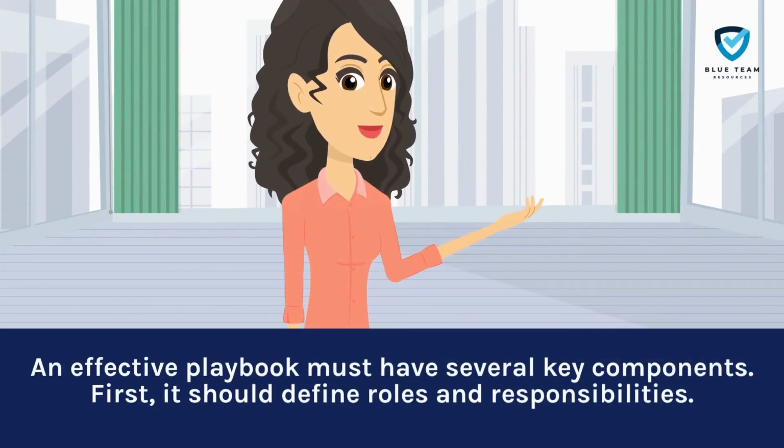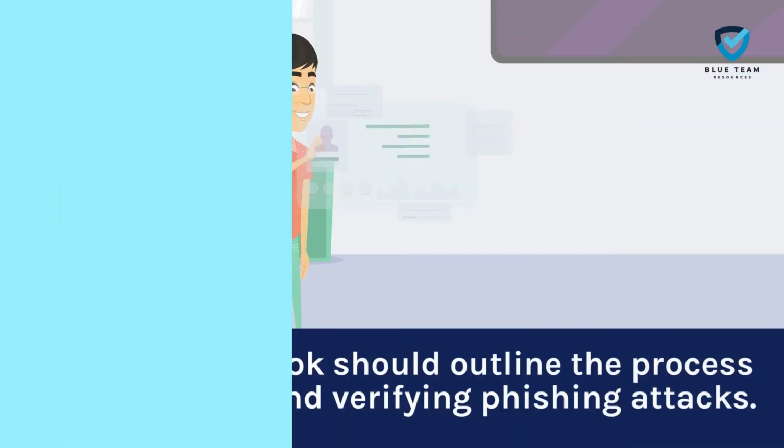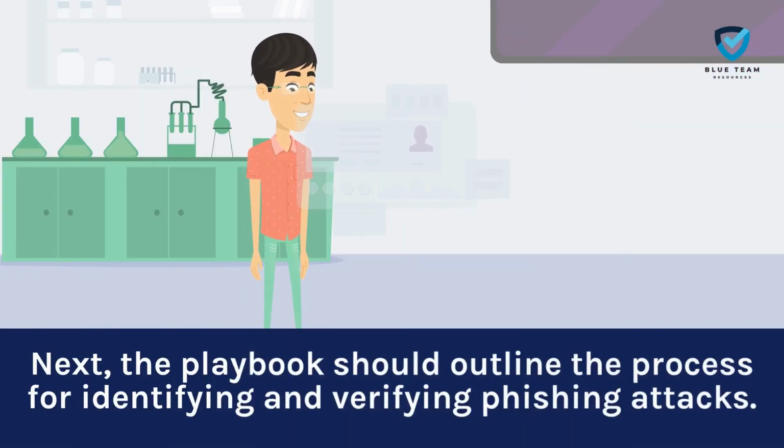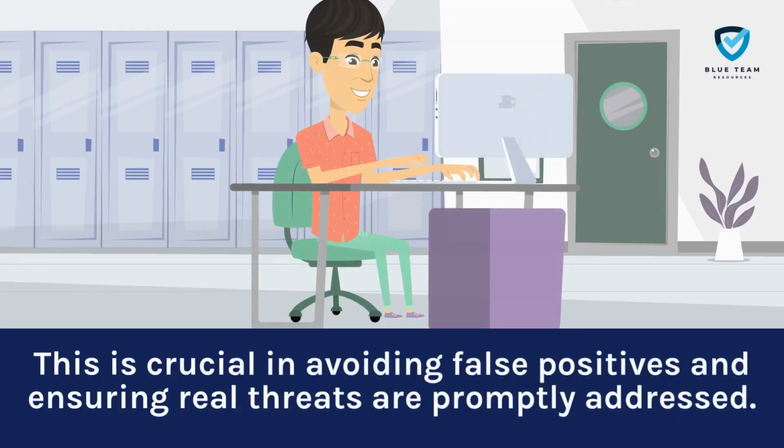First, it should define roles and responsibilities. Who does what when an attack occurs? This clarity helps to ensure a rapid and coordinated response. Next, the playbook should outline the process for identifying and verifying phishing attacks. This is crucial in avoiding false positives and ensuring real threats are promptly addressed.